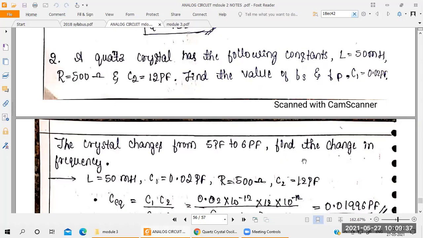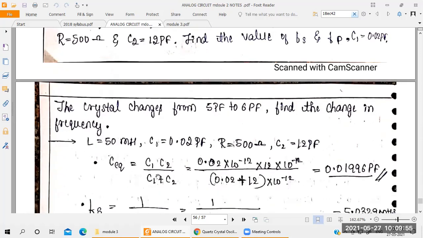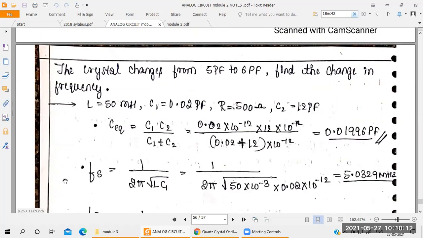So note the values. L is 50 millihenry, C is 0.02 picofarad, R is 500 ohm, and C2 is 12 picofarad. C1 is 0.02 and C2 is 12 picofarad. Remember this. First, find C equivalent: C1 into C2 divided by C1 plus C2. After simplification, the final value of C equivalent is 0.01996 picofarad.